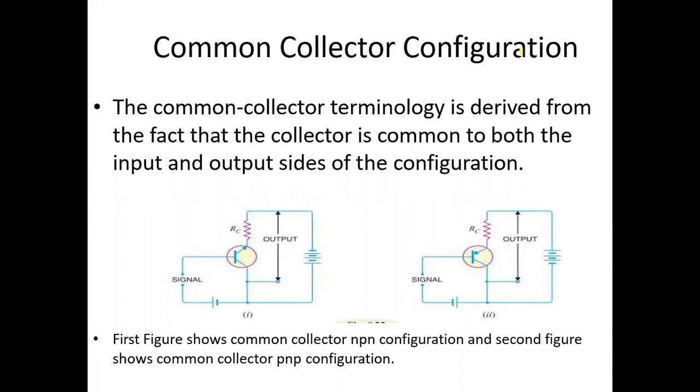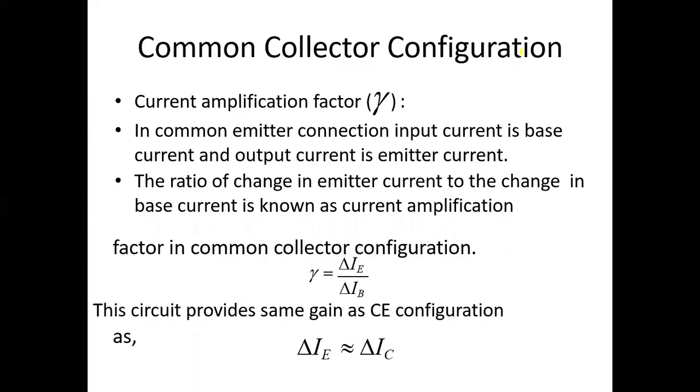And here the base-collector is the input terminal, and the emitter-collector is the output terminal and output circuit. In common collector configuration, the current amplification factor is denoted by gamma. Here the input current is base current and output current is emitter current, and the ratio of the change in emitter current to the change in base current is known as current amplification factor, denoted by gamma.